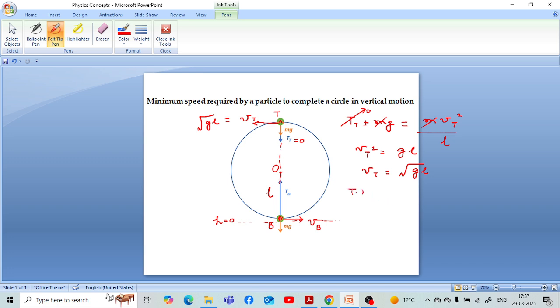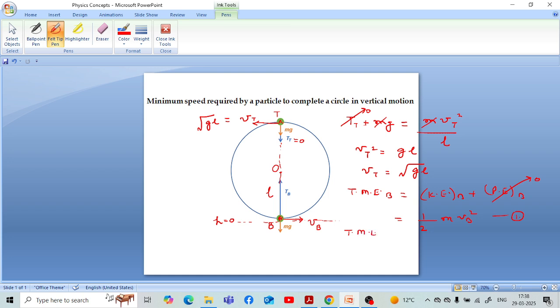So the total mechanical energy at point B, the bottommost point, is equal to the kinetic energy at point B plus the potential energy at point B, and since h is 0, the potential energy is 0, and the kinetic energy at point B is given by half m v square. So half m vb square is the total mechanical energy at point B. Let us call it equation 1.